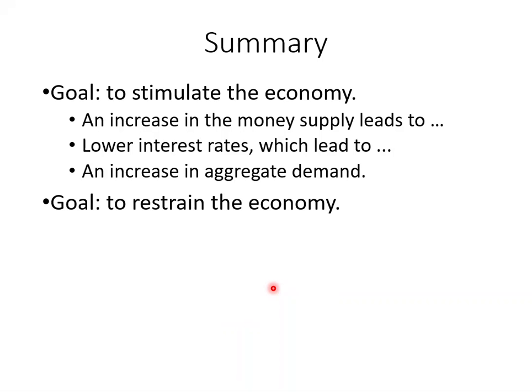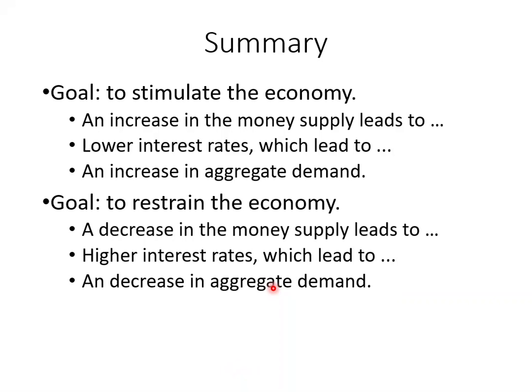For the opposite case, if the goal for the government is to restrain the economy, what they should do is decrease the money supply, which will lead to a higher interest rate, which will lead to a decrease in aggregate demand. This is how it works when we talk about monetary policy, monetary stimulus, and monetary restraint. The goal here is how changing the money supply will affect interest rates, which further affect our aggregate demand.